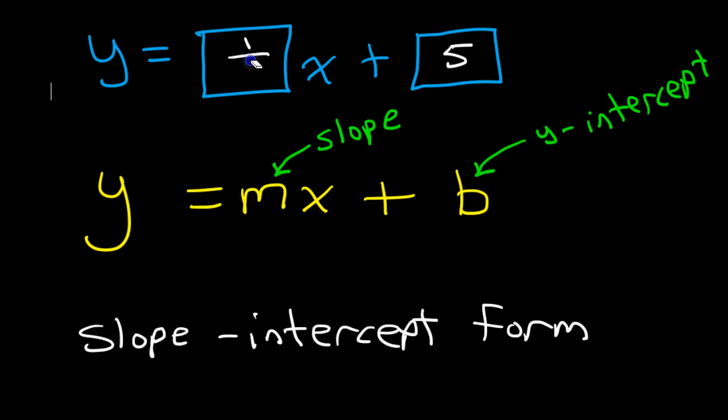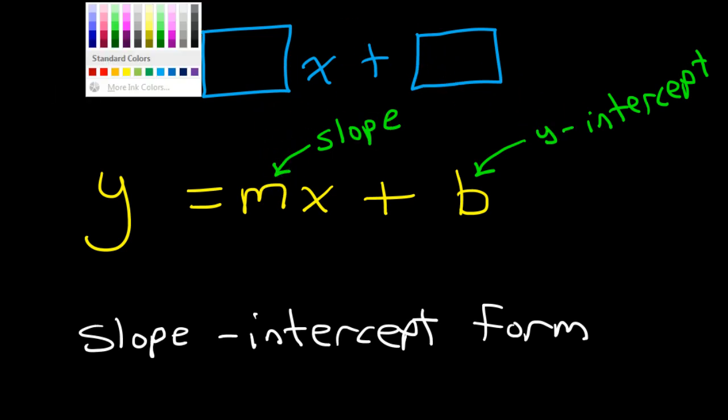So I want you to look at it this way. The m and the b are like variables. They're like a box. These are the two things that we need to find. If I want to write an equation, I need m and I need b. I need the slope and I need the y-intercept.